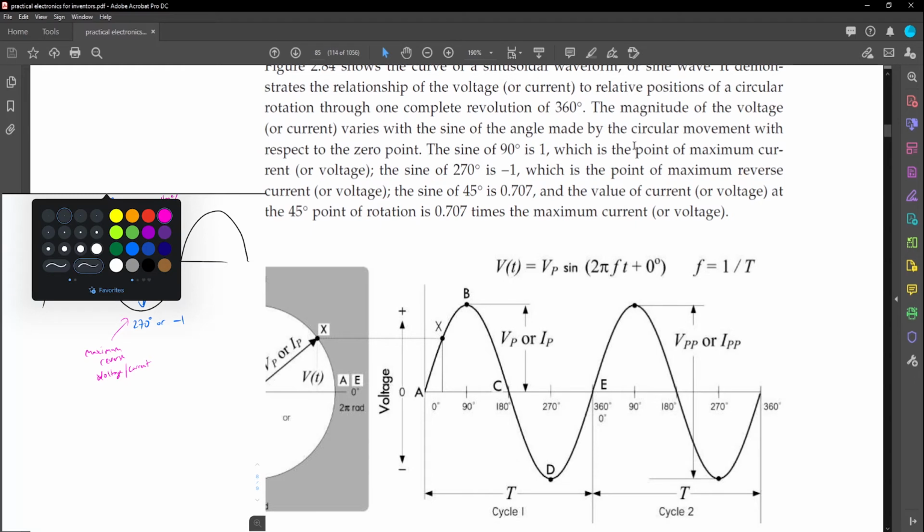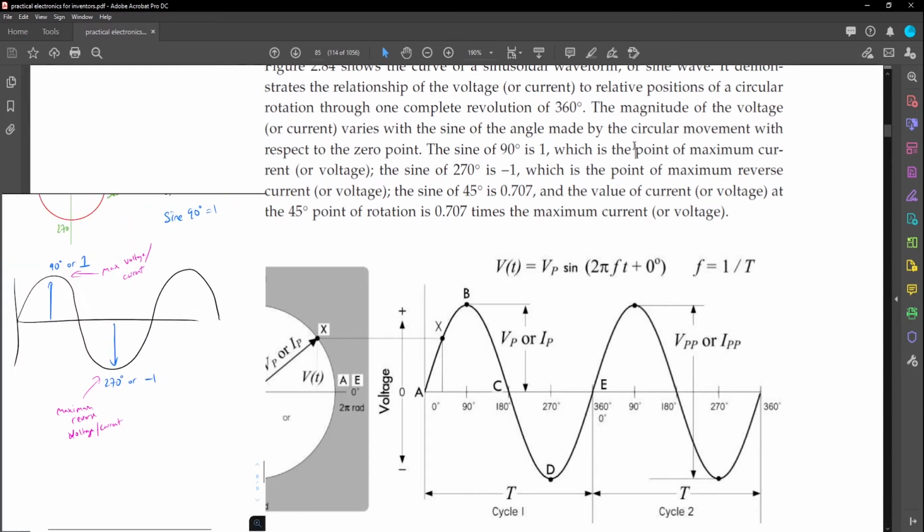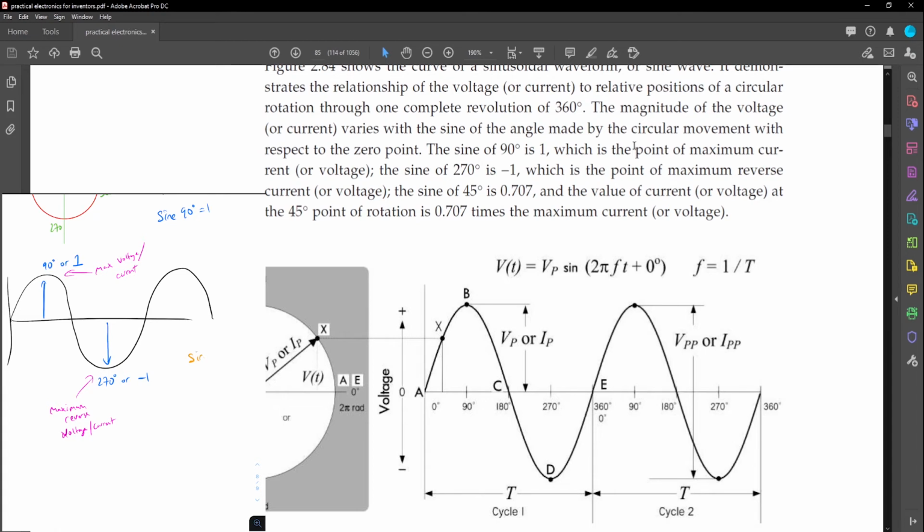Okay, so let's pull all of this here. Let's do, what color do you have? We use orange.